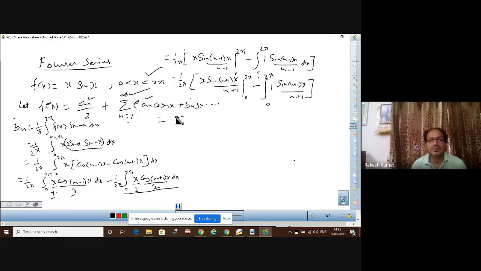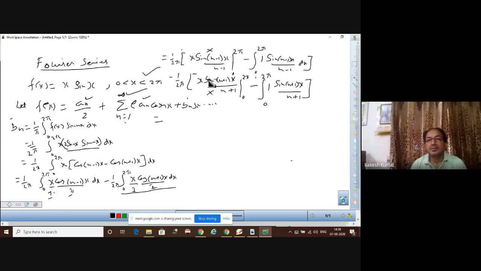Now, when you substitute the limit here, you just see when you substitute 2 pi here, sine of all multiples of pi are 0. When you substitute 0 here, sine 0 is also 0. Ultimately, this term will vanish after substituting the limit. Similarly, this term will also vanish. When you substitute 2 pi, sine of all multiples of pi are 0 and sine 0 is 0.